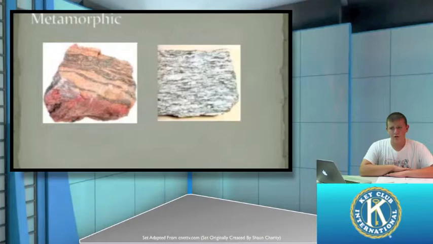lava tube comes through and metamorphosizes just the small area of rocks. Then there's regional. Regional occurs over a large area with extreme heat and pressure. These rocks are usually much harder and denser.